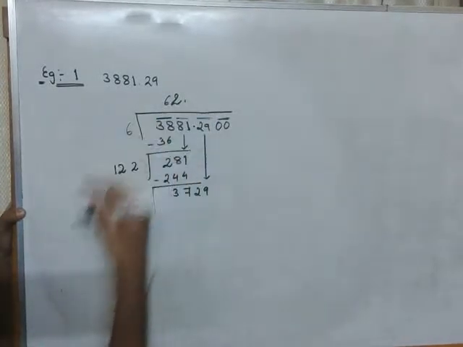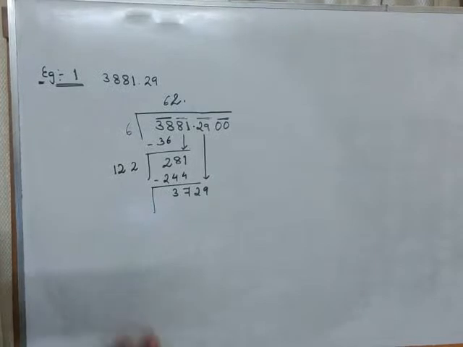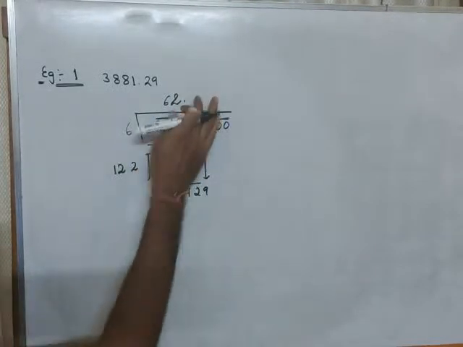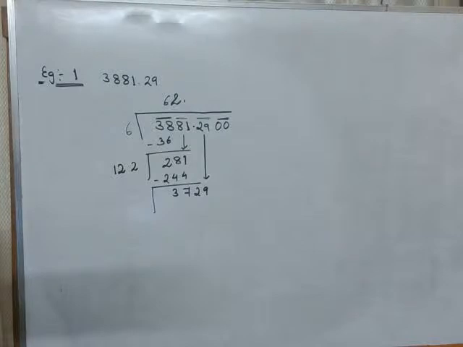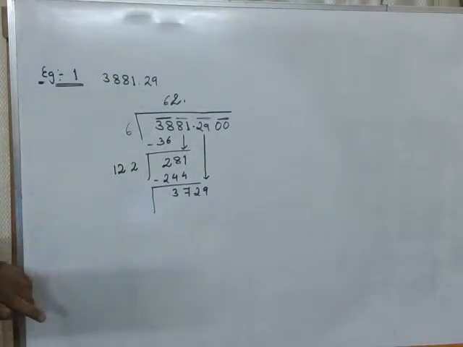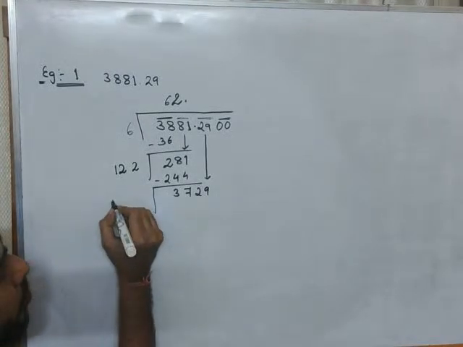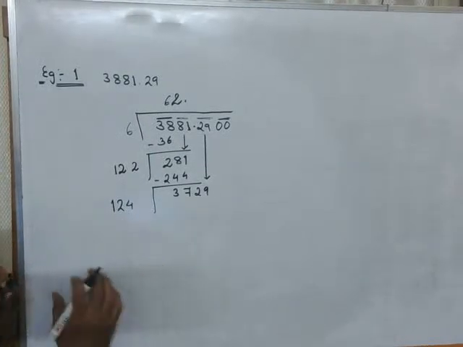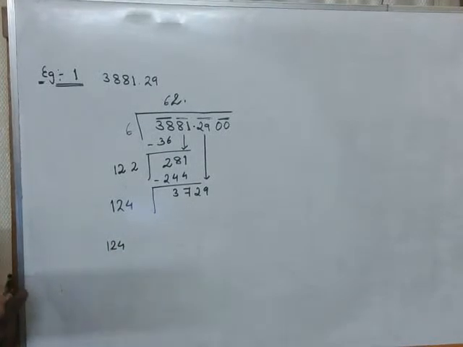Next, what is the quotient there? 62. We don't have to consider the decimal while doubling. When you double, you do not need to consider the decimal. So we have to consider 62. Double of 62 is 124. Now I have to write a number with 124 and multiply that number with the number I have written.